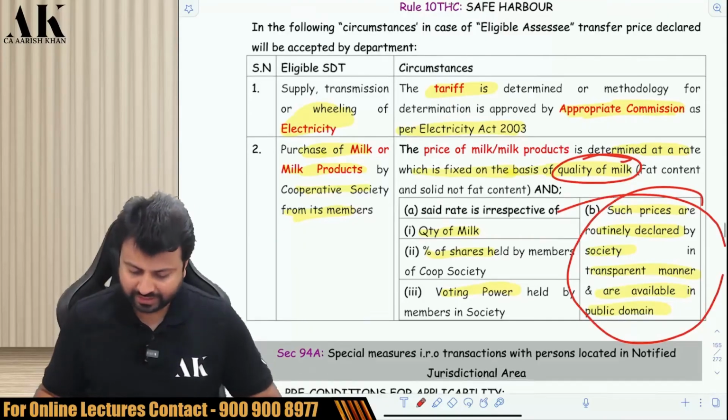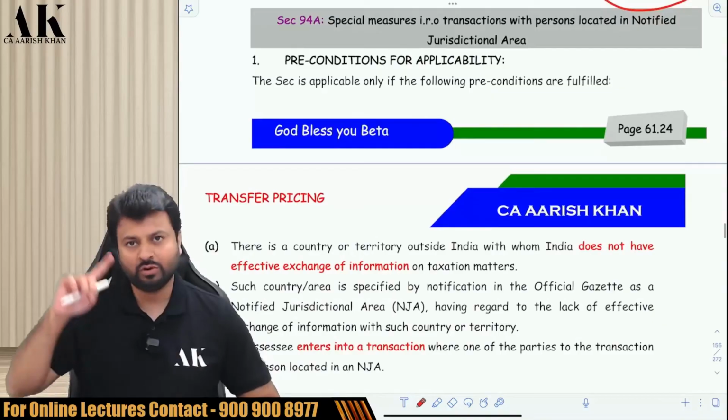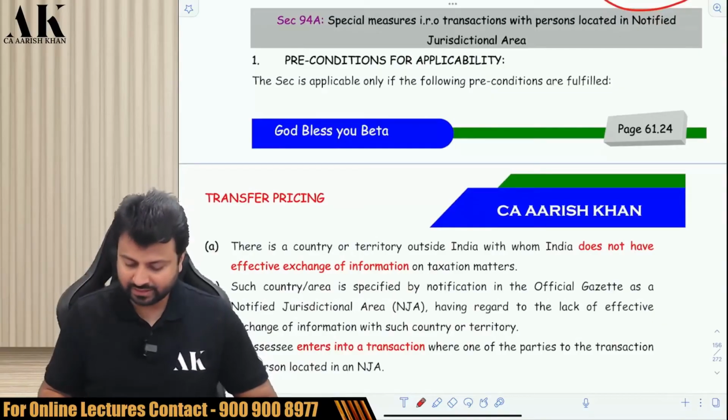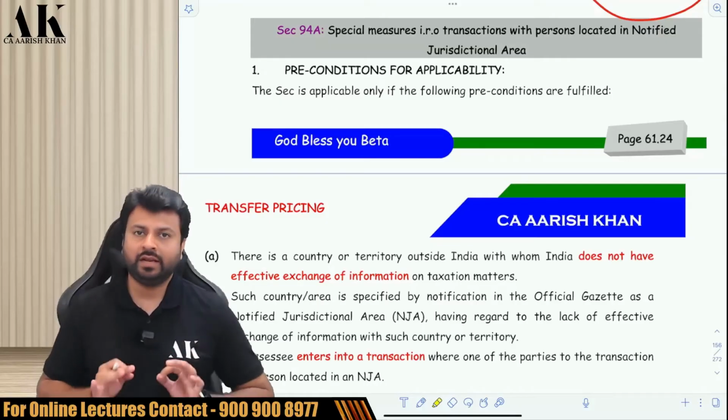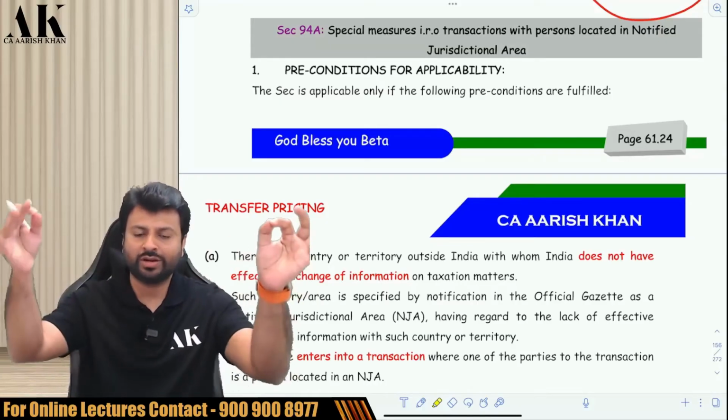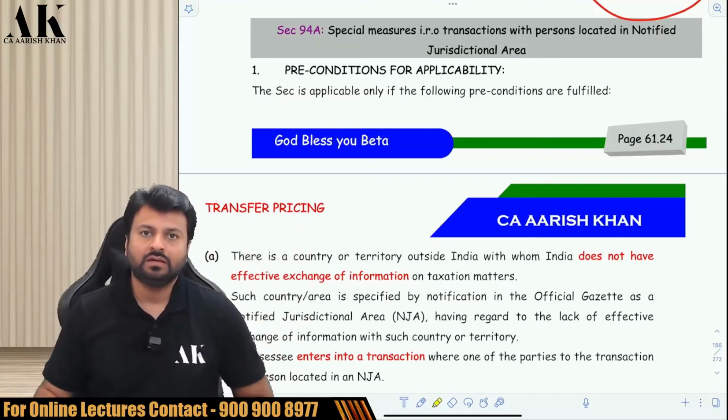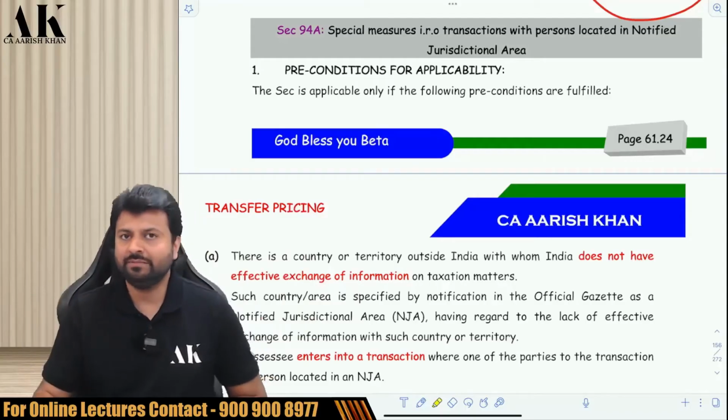So let's go ahead with the next one, the last provision over here, and then we'll move on to that leftover provision which we have left earlier. This provision is about notified jurisdictional area. If any person in India does any transaction with a person located in NJA, then there are some harsh provisions which have been made by the government of India.